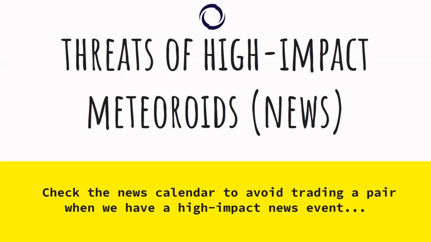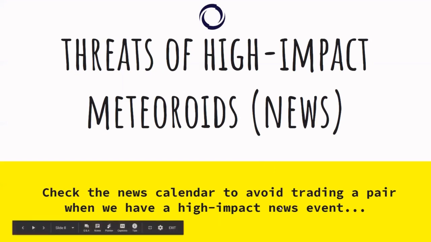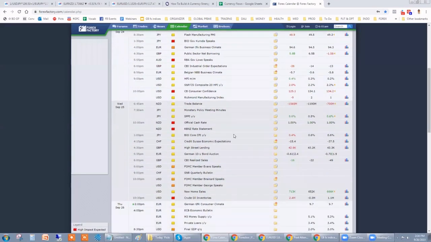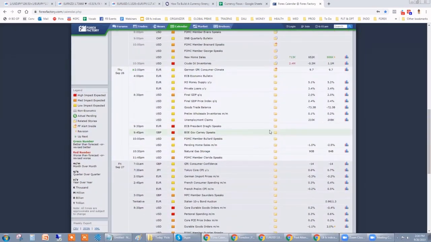So what I recommend is that you check the calendar at Forex Factory, and if you see an event flagged in red, so allow me just to give you an example. You come to Forex Factory, and if you see an event that is flagged in red, then ask yourself, does it have the potential to move the market to an extent that might threaten my stop?